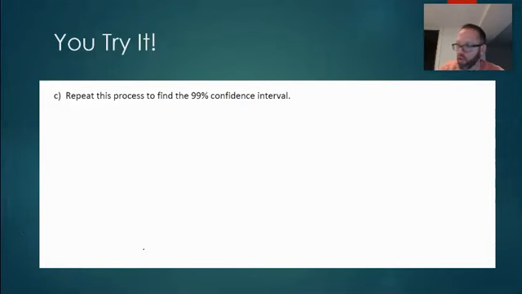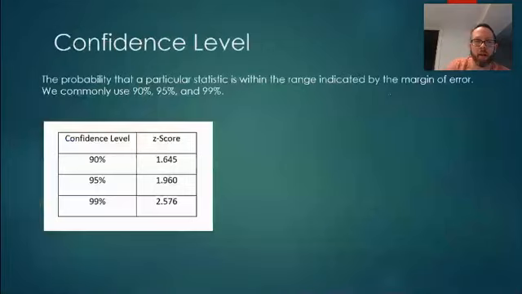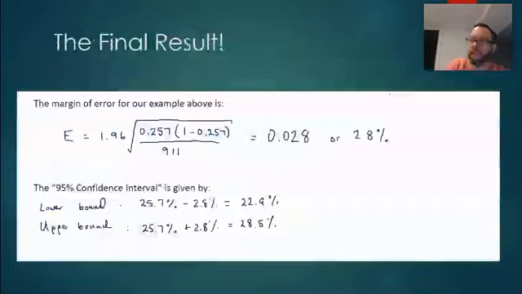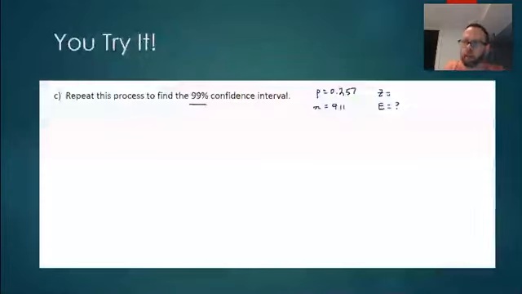So what's changed? P is still 0.257. N is still 911. What has changed is our confidence level, 99%. So when you're calculating your margin of error, which you need to make your confidence interval, you need to find that new z-score. So for 99%, this common one, we will use 2.576. So give it a try.